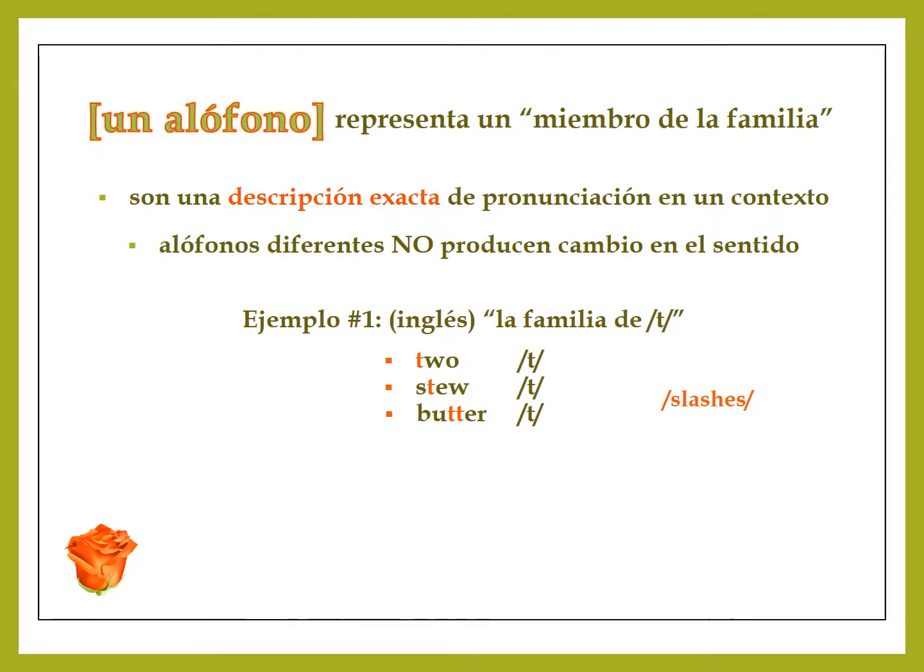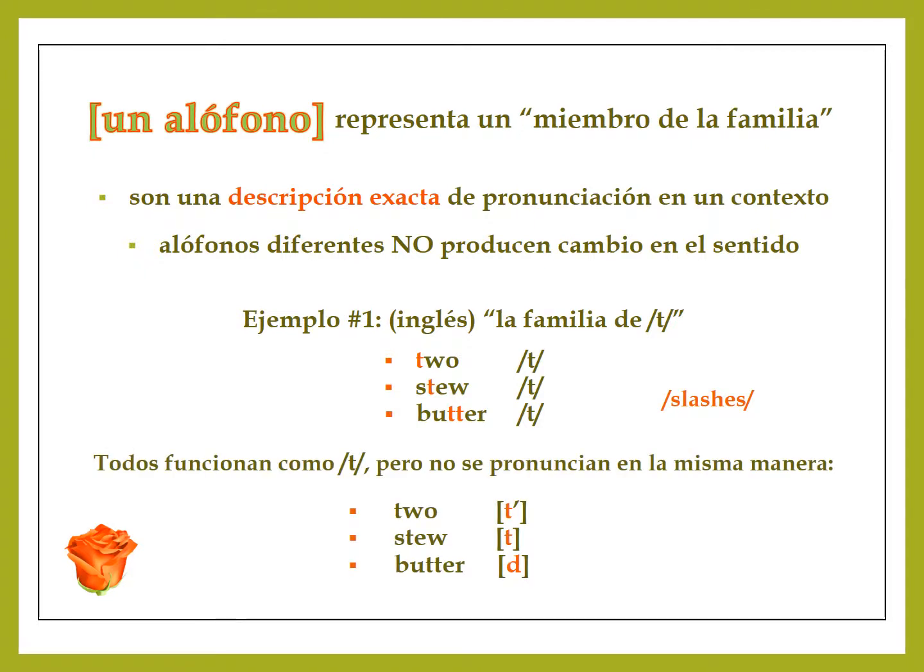Notice that we are using slashes just like you've seen before. When we talked about breath groups and we talked about phonemes, we were using slashes. We're still going to use slashes to represent phonemes. Now, let's get to the details about how those sounds differ. As I said, they all function like a T, but they're not pronounced in the same way. That aspirated T, the T with a little extra breath that I told you about, in English phonetics is represented with a T and then an accent mark after it. So that's the T with some air after it, two.